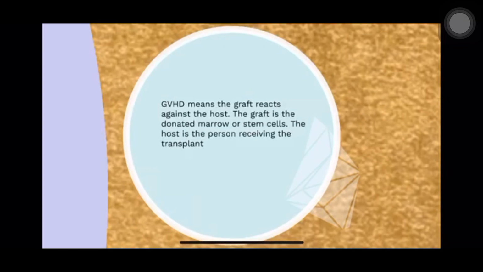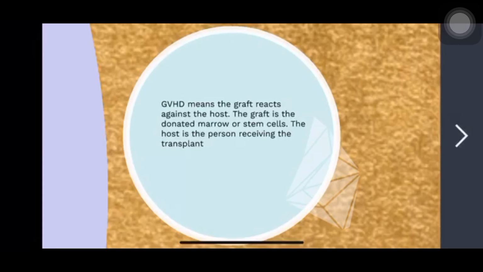GVHD means the graft reacts against the host. The graft is the donated marrow or stem cells. The host is the person receiving the transplant.